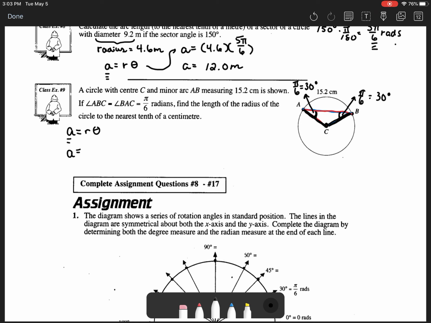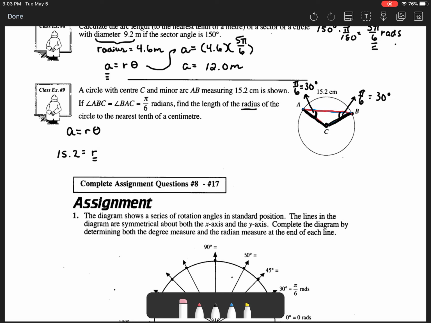So what do I need? Well, I need to know the radius. Do I know the radius? No, not at this point. Sorry, they are looking for the radius in this question. Find the radius. I know the arc length, sorry, I messed up there. So I know the arc length. It is 15.2. The radius is what I am after. So I need to know what theta is.